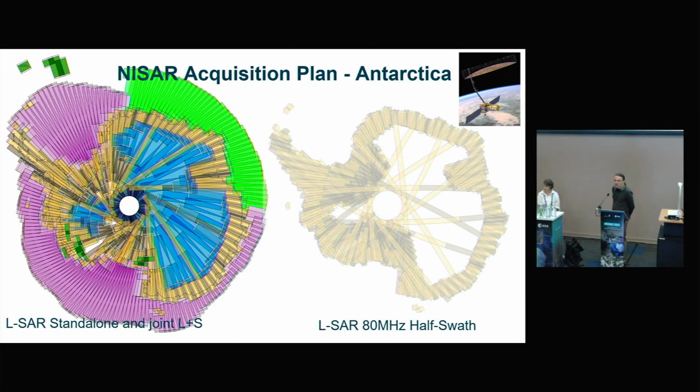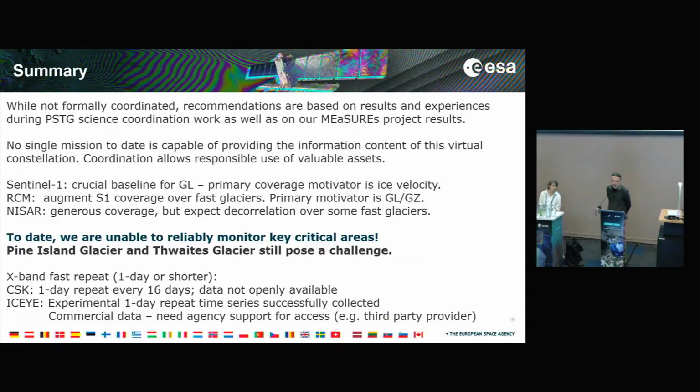Thomas also mentioned NISAR as an upcoming L-band mission. The acquisition plan is very generous for Antarctica. This is a left-looking mission, and we have high-resolution coverage over coastal Antarctica and slightly lower resolution in the interior, but we have ascending and descending coverage every 12 days. So from an ice velocity point of view, this is very promising. The grounding line coverage should also be very generous for this mission, but we expect some complications in fast-moving glaciers also due to the 12-day repeat.